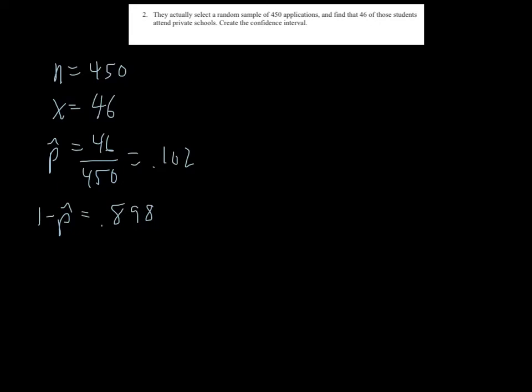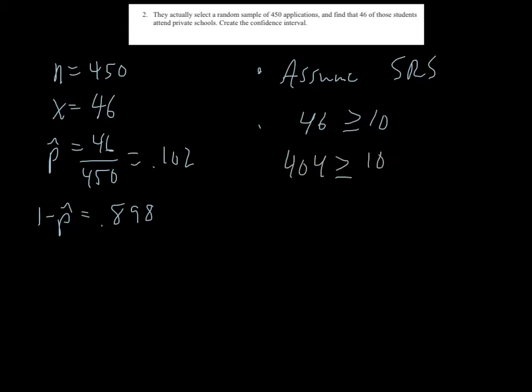Our confidence interval has to be preceded by a series of checks. One is that this sample is random, thus preserving the independence of each student. So let's assume that we have a simple random sample. Next, we need to have observed at least 10 successes and 10 failures. We saw 46 successes, so that's greater than 10. And 450 minus 46 is 404, which is greater than 10. So we have 10 successes and 10 failures.